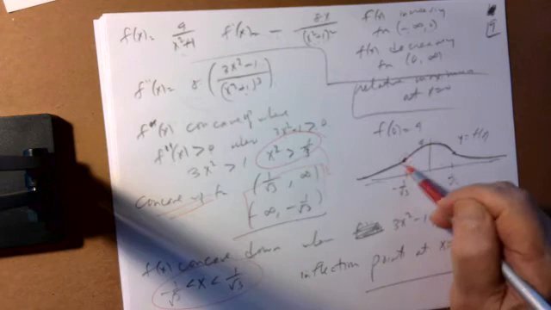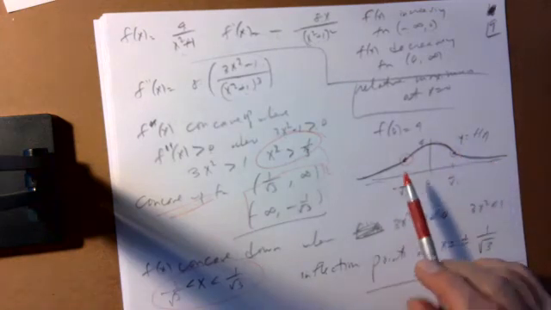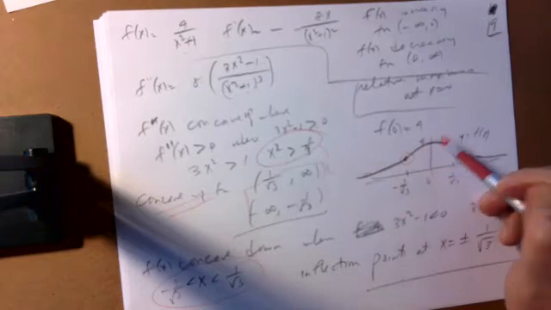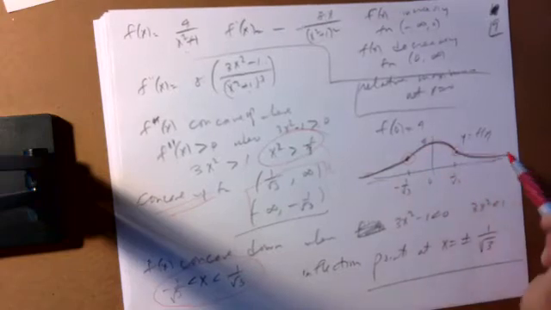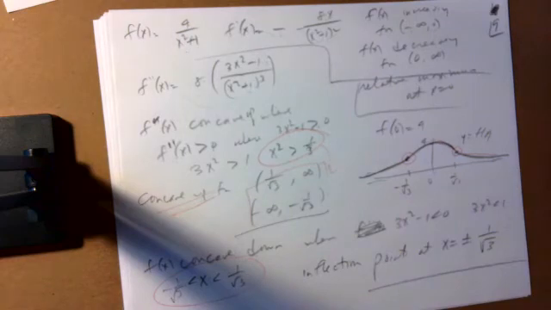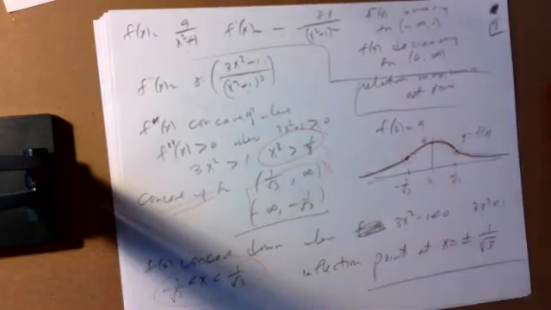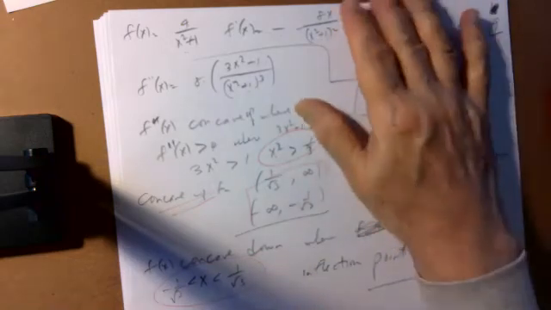And the inflection points are where the curve changes from concave up to concave down, or from concave down to concave up. That's the story. Any other questions about this? Okay.